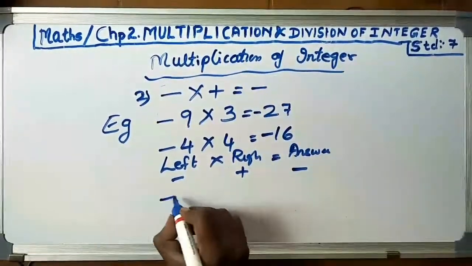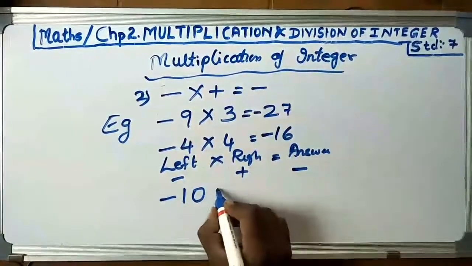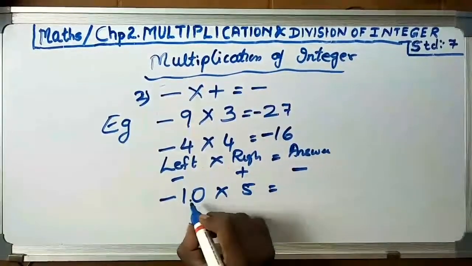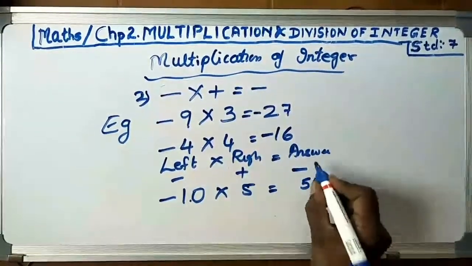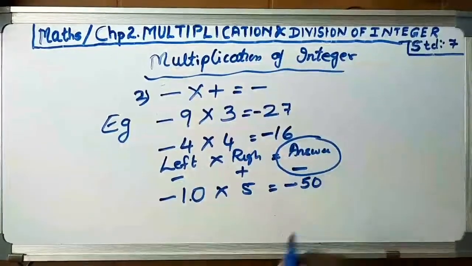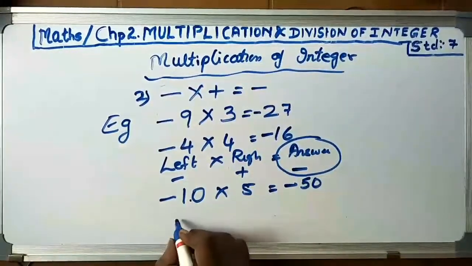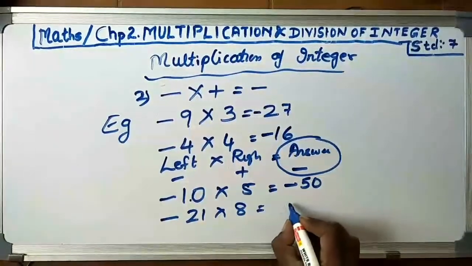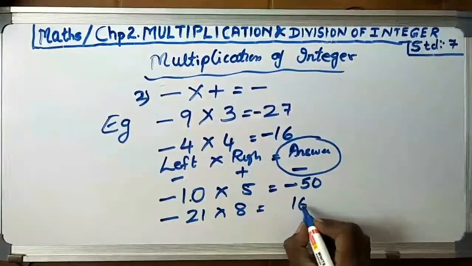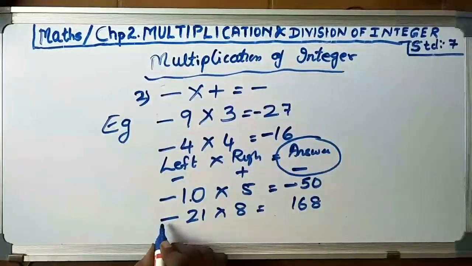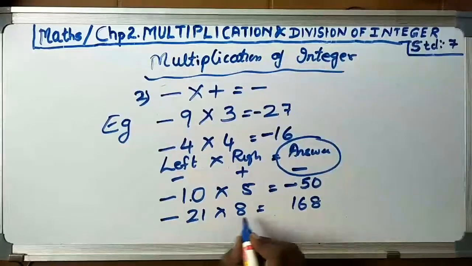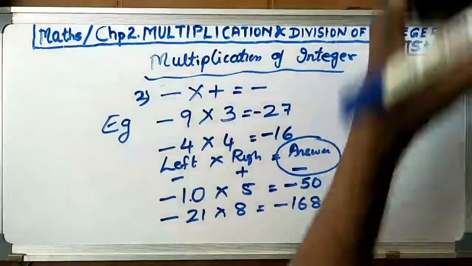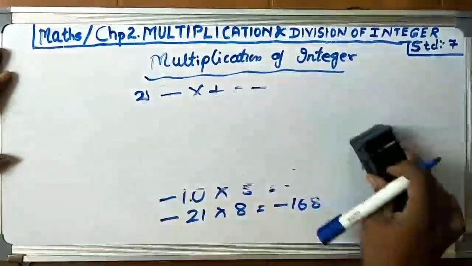I think this is clear for you. Minus 10 on the left side, into 5 on the right side. 10 into 5 is 50. But in the answer, what will you write? The negative sign. I will give one more example. Minus 21 multiplied by 8. 21 into 8 is 168. But on the left side minus, on the right side plus is there. So in the answer also, I have to write the minus sign. I think this is clear for you. Let's go to the next golden rule.